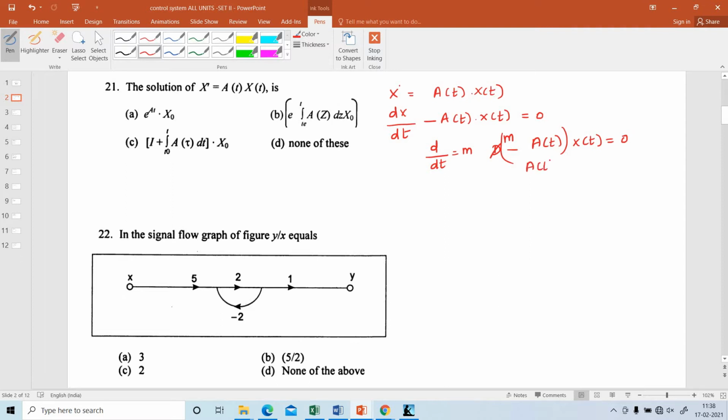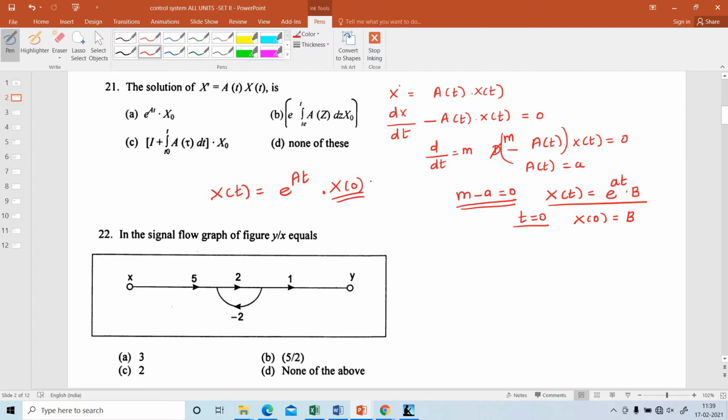Have to take a of t as a. m minus a equal to 0. So what is the complementary function? Complementary function is x of t equal to e power at into b. B is the constant. Next I am going to find out the constant. Put t equal to 0. X of 0 equal to e power 0 equal to 1. So b is x of 0. So what is the answer? The answer is x of t equal to e power at into x of 0. So x of 0 is written as x naught.